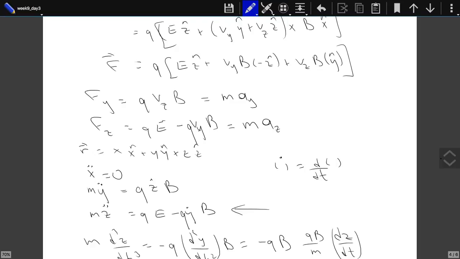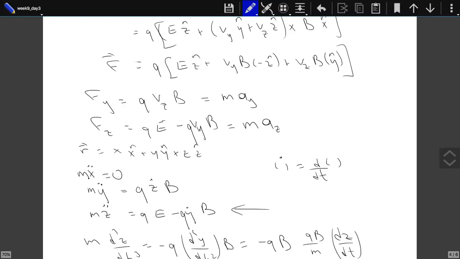So I just wrote the x, y, and z component of force is equal to mass times acceleration. On the left-hand side, I have the mass times acceleration. On the right-hand side, I have the forces. This is the x component of the force. There is no x component of the force. It is 0. The y component of the force is proportional to the velocity in the z direction, which is z dot, the time derivative of the z component.